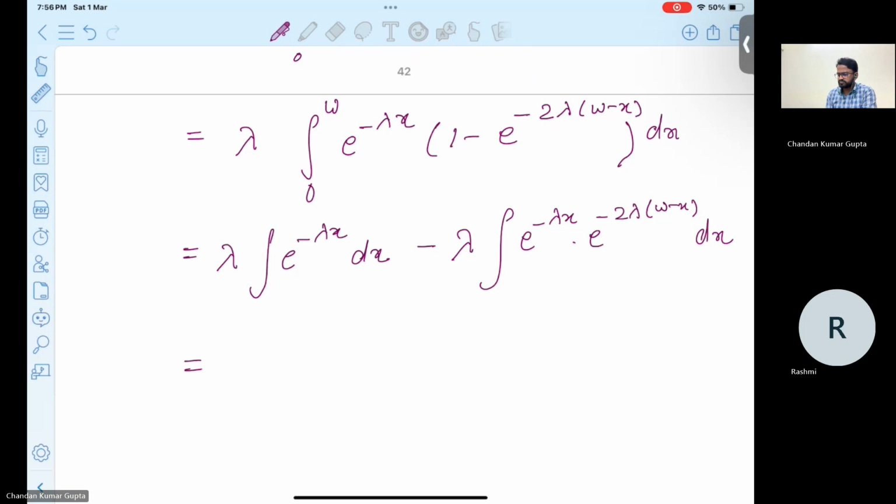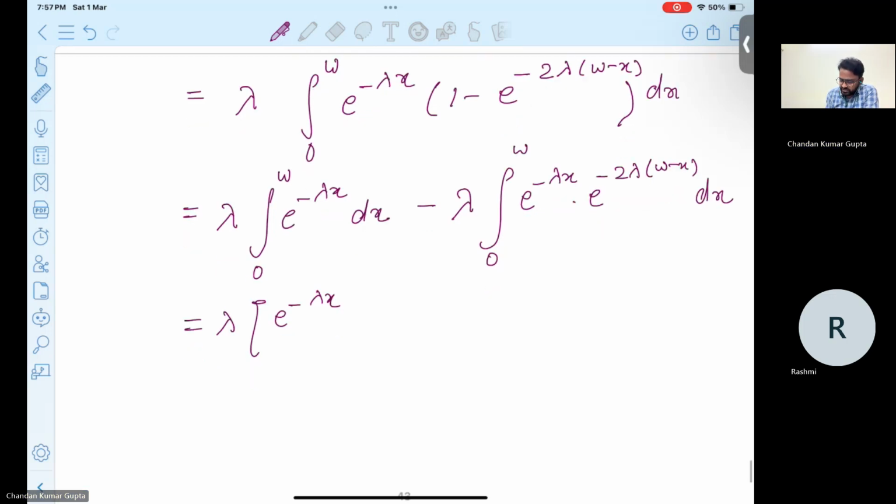Now, again, lambda is here, e to the power minus lambda x. It is 0 to w actually. Everyone is 0 to w now. Upon minus lambda, 0 to w, minus lambda is there. Okay, we can simplify this, multiply this: e to the power minus lambda x minus e to the power minus 2 lambda w minus x.